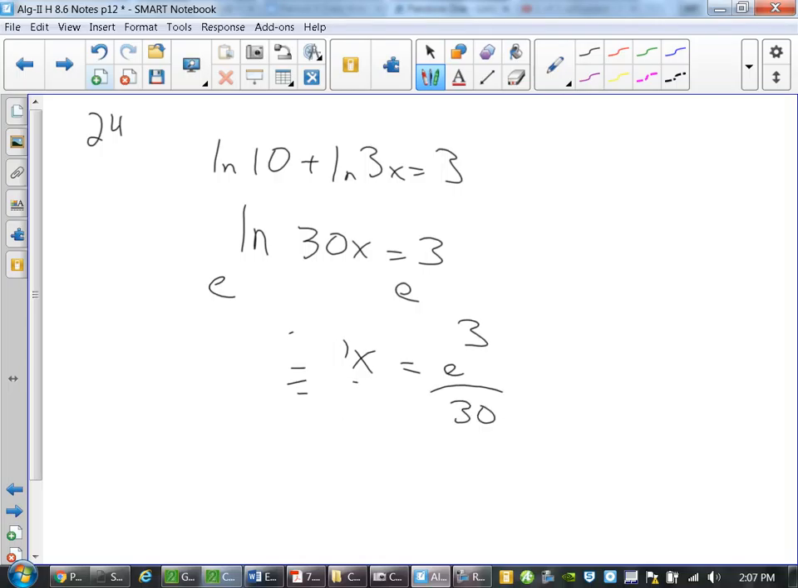So there's your answer: e to the third divided by 30. So that's another one where you can put it to a decimal. Yes. It'll say round it out. Okay.